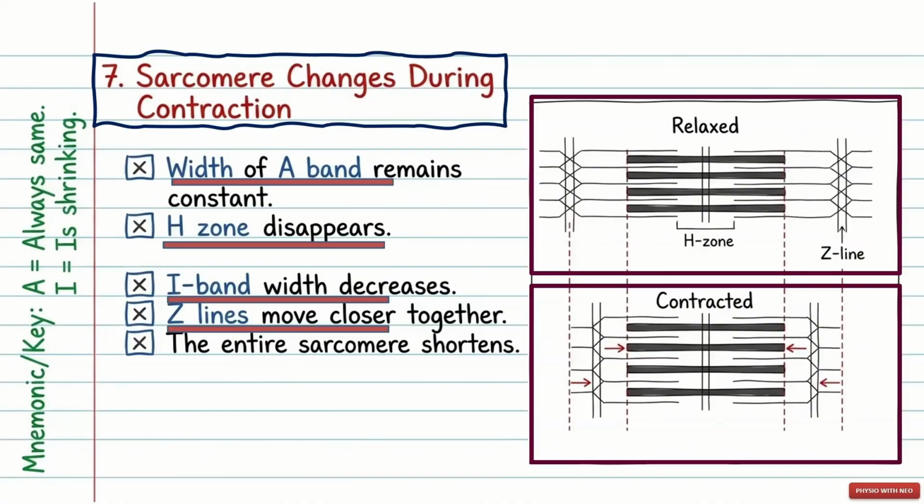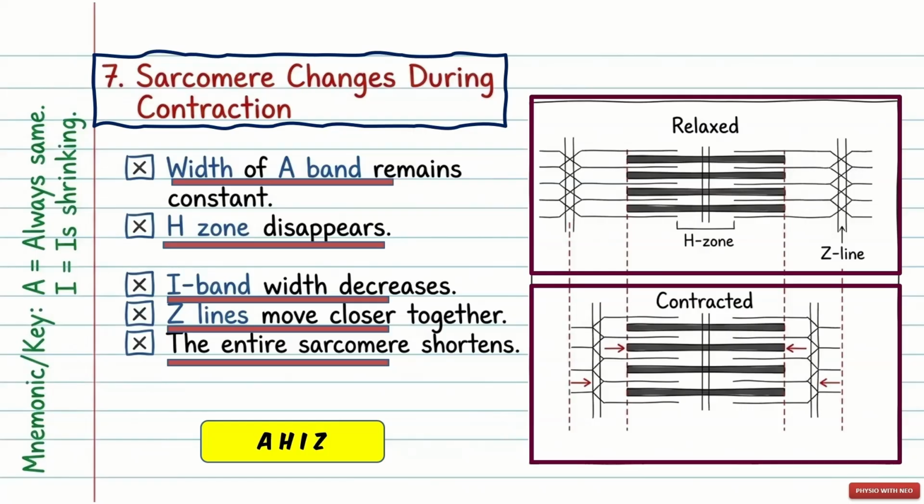As a result, the entire sarcomere shortens. This is extremely important for your exam diagram. So let's create one simple memory line. Remember AHIZ. A for A band, that is always the same. H for H zone, that happens to disappear. I is I band, that is reduced, and Z stands for Z line, that zooms closer, and the entire sarcomere becomes shorter.